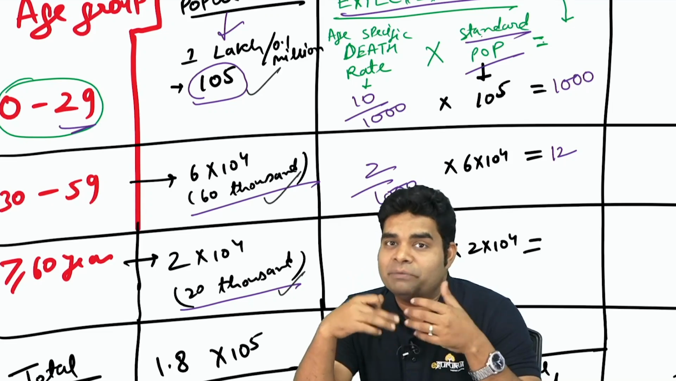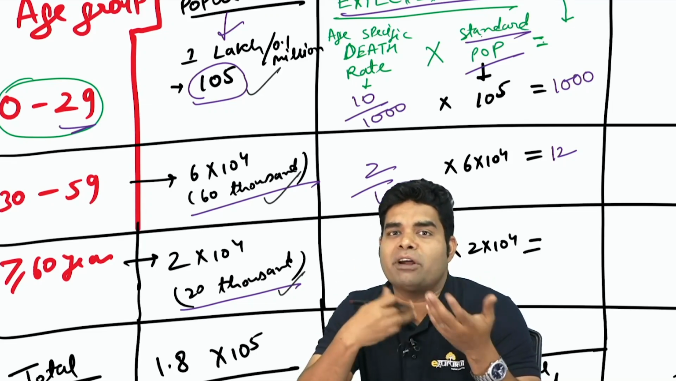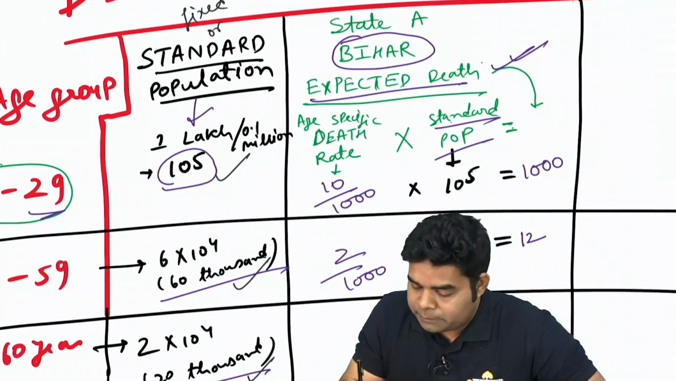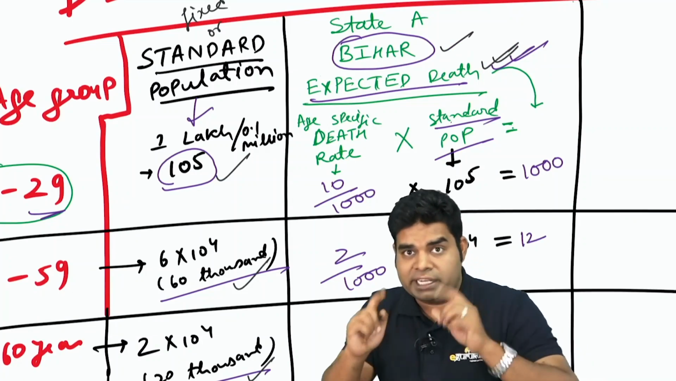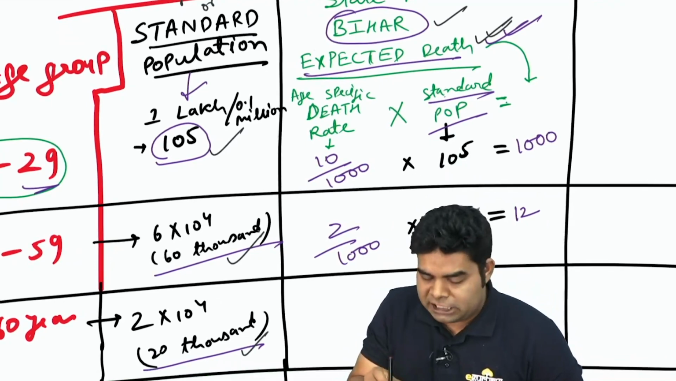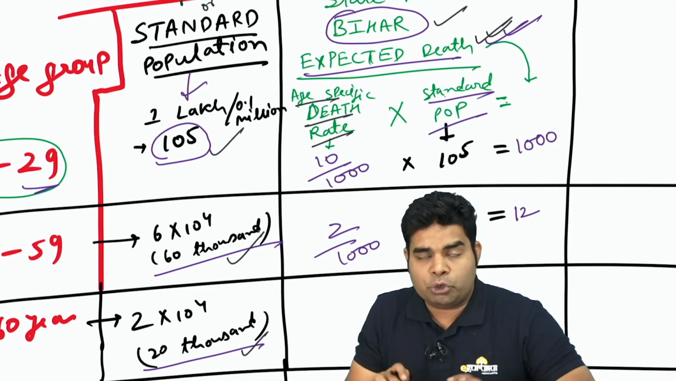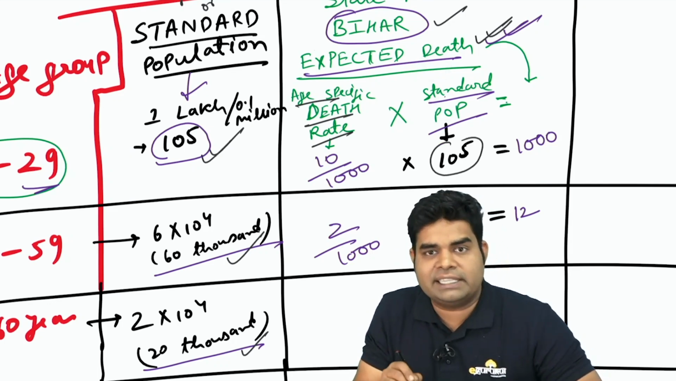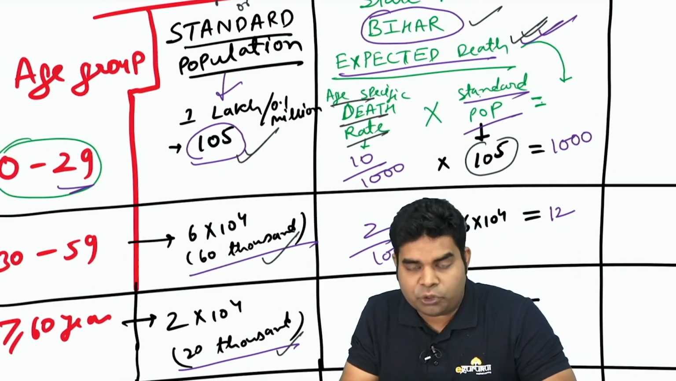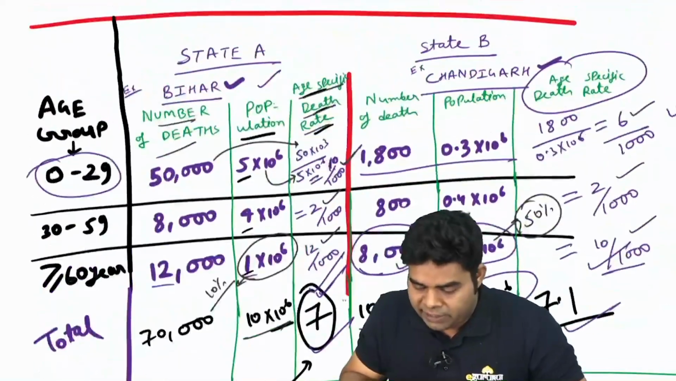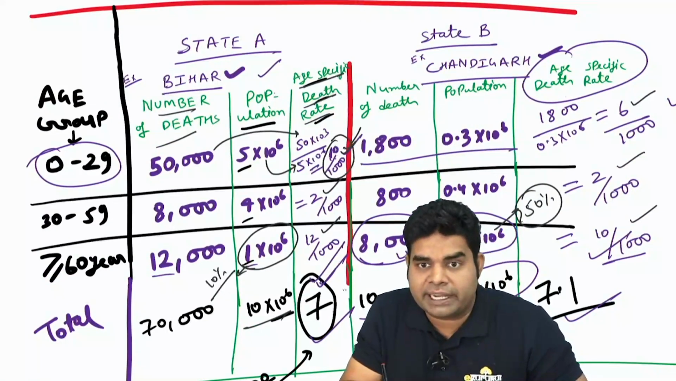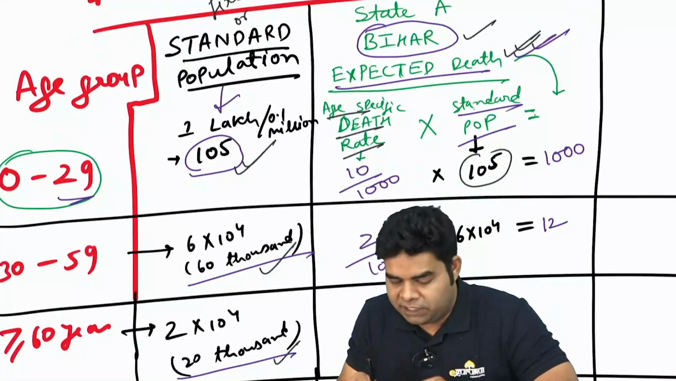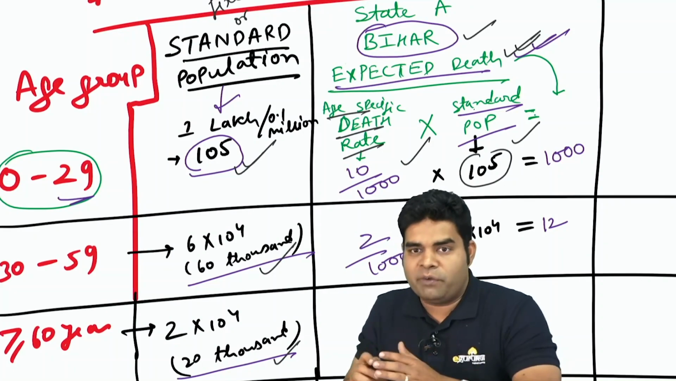By multiplying, we will calculate the expected number of deaths in that area in that year. What does it mean? If we want to know the expected deaths in Bihar in 1 year, we have to multiply the age-specific death rate for 0 to 29 years for Bihar with this standard population. The standard population we have taken is, let's say, 1 lakh, and the age-specific death rate for 0 to 29 years, we have already calculated here. It was 10 per thousand. This was the age-specific death rate for Bihar. So we will multiply it with the standard population, and what we will get is 1000.